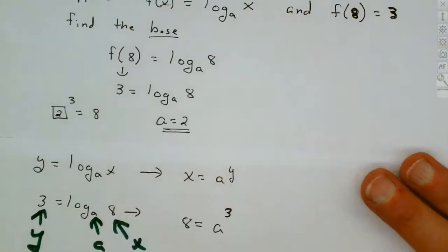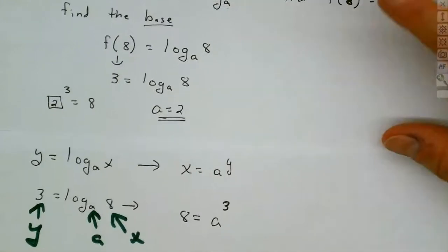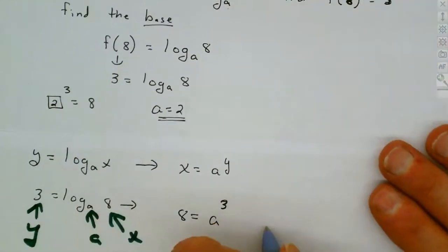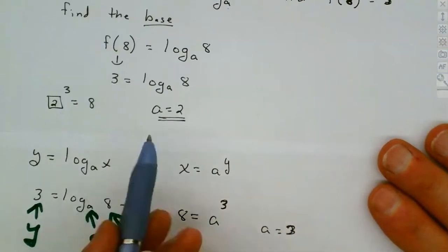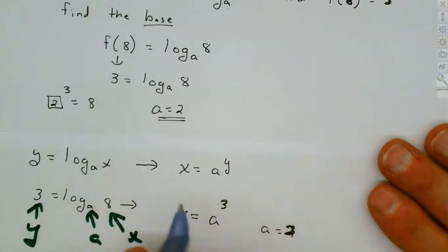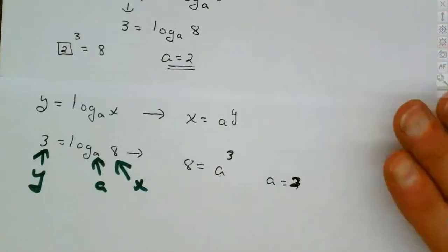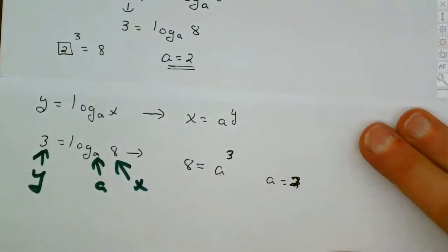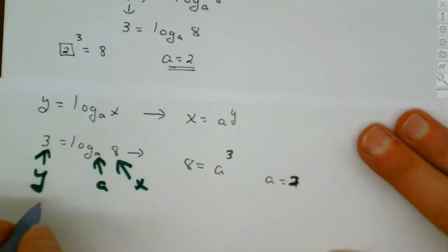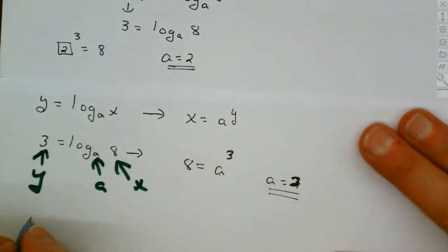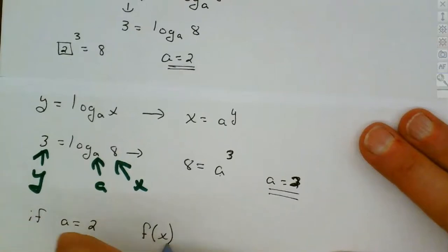And you found it a minute ago, right? Because what's A got to be? A must equal 2, right? Because 2 to the third power makes it what? 8. Now, once I have that, then I'm going to have you find a value. So now we know if A is 2, then my equation becomes f of x equals log base 2 of x.